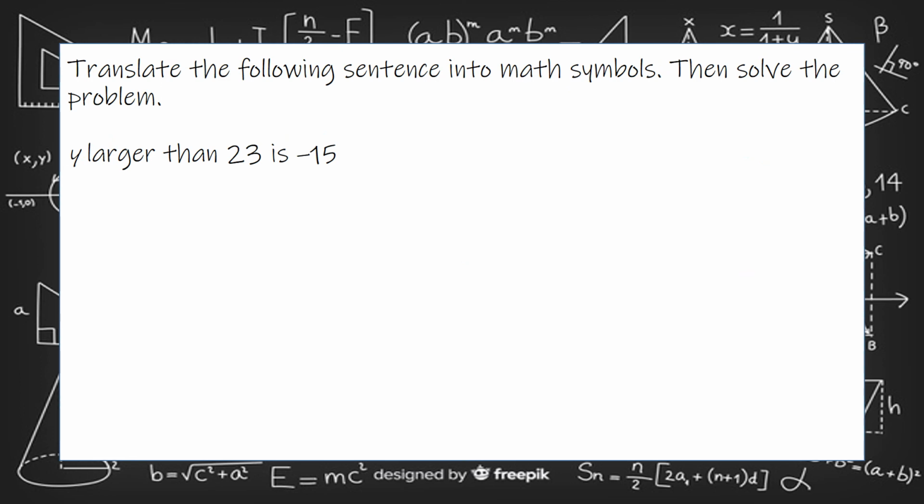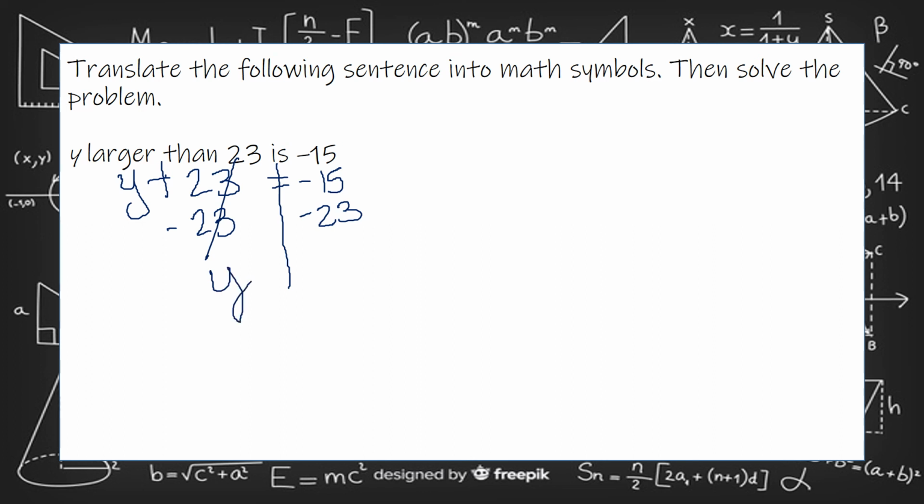Translate the following sentence into math symbols, then solve it. Y larger than 23 is negative 15. So y larger than, that means add, 23 is negative 15. So the opposite of adding 23 is subtracting 23. Those form a zero pair. And negative 15 plus negative 23 is negative 38.